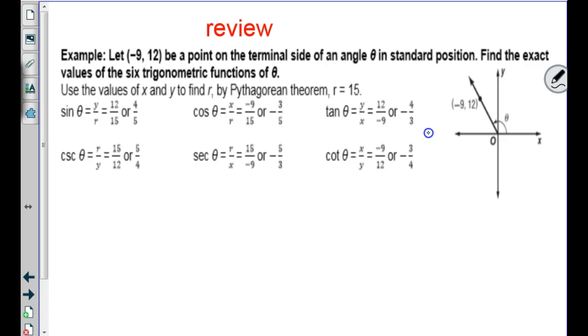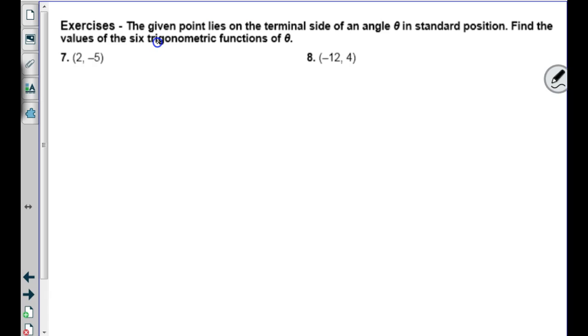All right. The next section just talks about when they give us an ordered pair. And they say it's a point on the terminal side, meaning that's where it stops measuring, starting in standard position. We've done these, but what's going to change is there are going to be negatives involved. So we're going to have to find all six trig functions. So if we have an ordered pair of (2, -5), we're going 2 to the right and down 5.